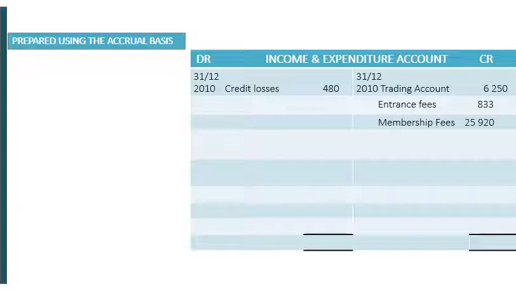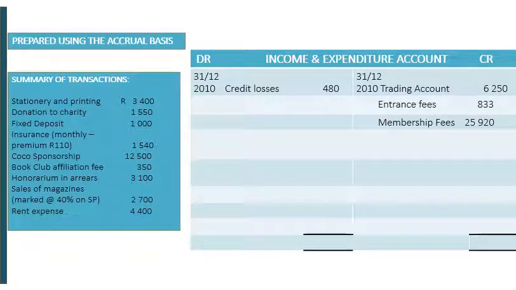The remaining transactions of the exercise that haven't as yet been recorded in the income and expenditure account are the following: stationery and printing, donations to charity, insurance paid, affiliation fee paid, honorarium in arrears, sales of magazine, which were marked up at 40% on selling price, as well as the rent expense. This will be brought in as follows in the income and expenditure account.